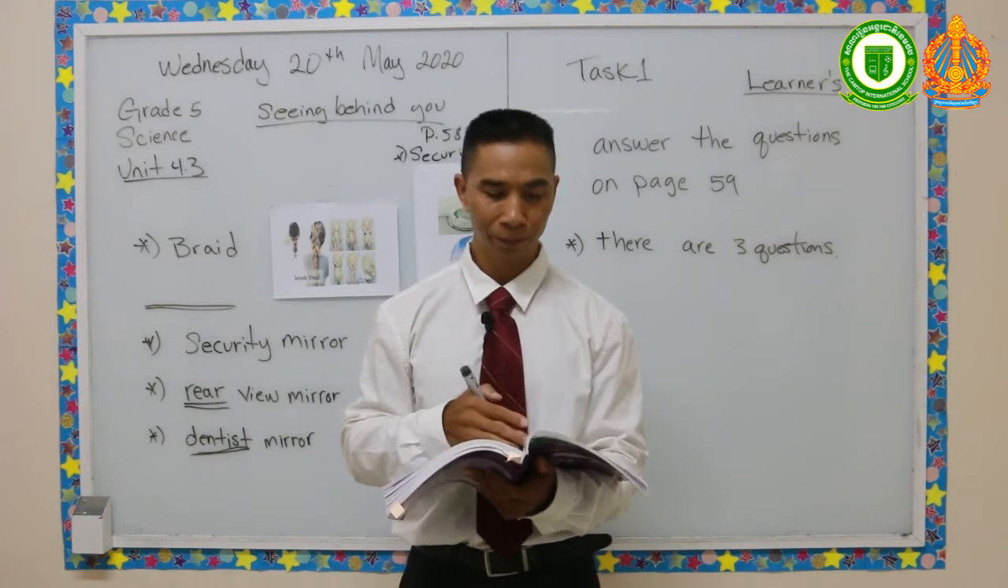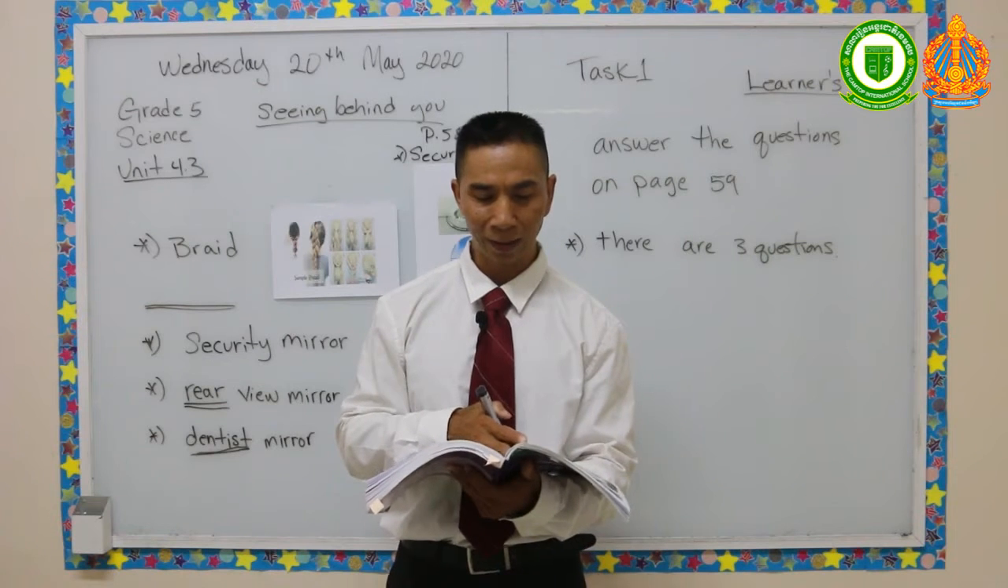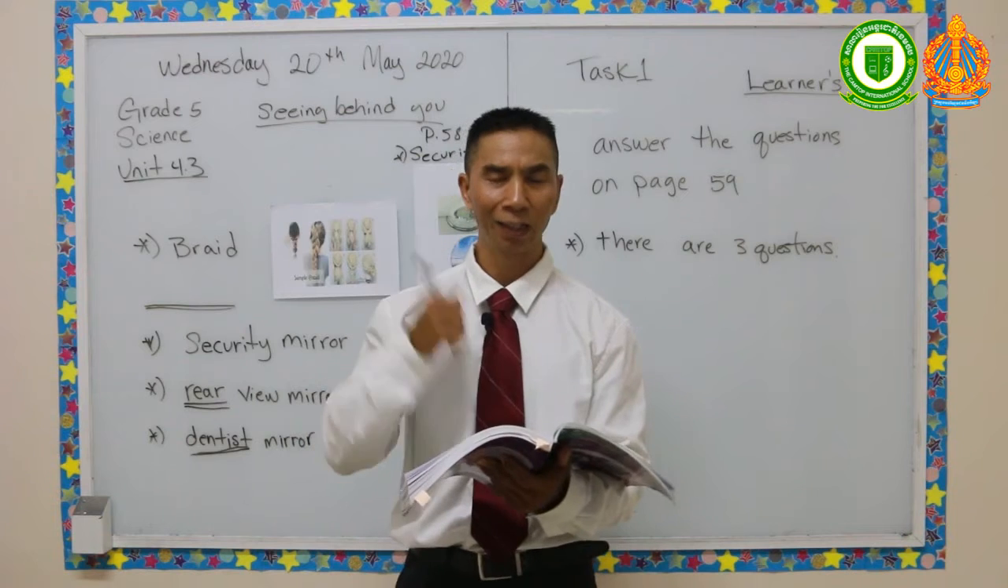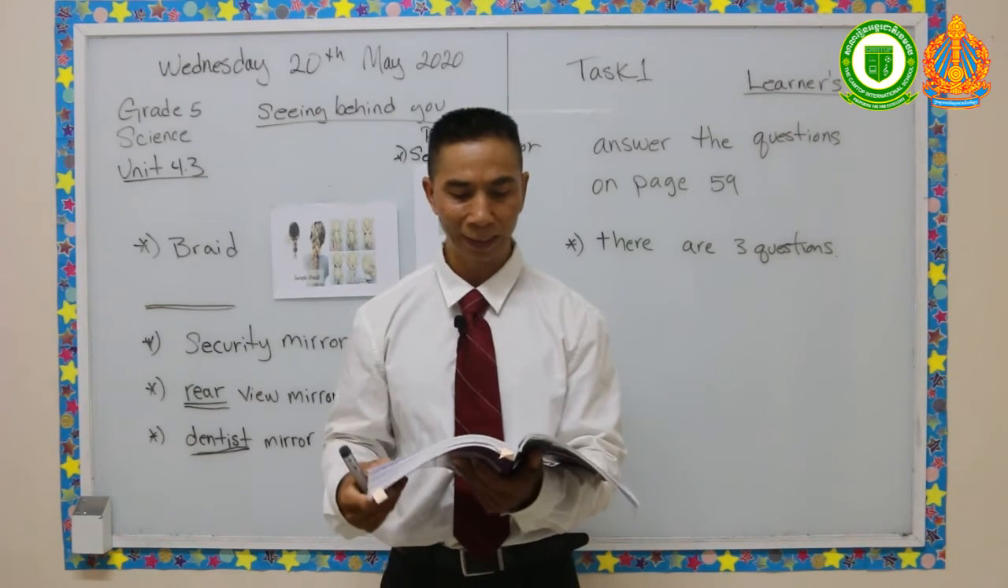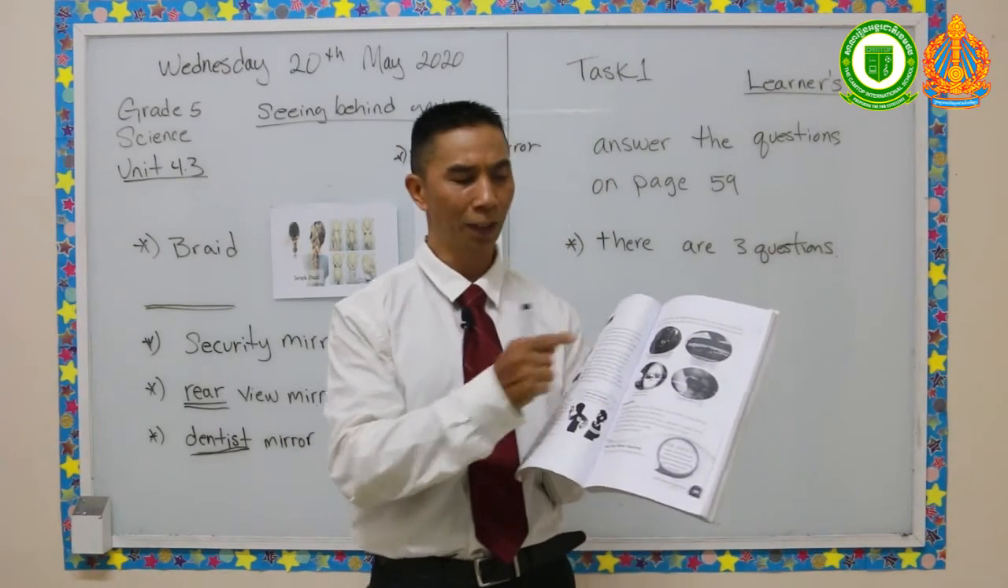Okay, let's start. Adeline and Tita are braiding each other's hair. Adeline wants to see what the braid at the back of her head looks like. Tita holds a mirror so that Adeline can see the back of her head. That is the first paragraph.